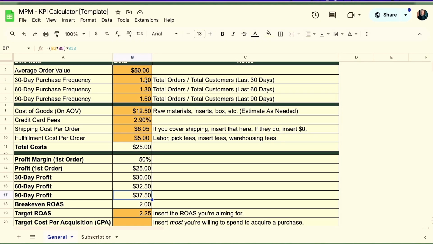$37.50 is $12.50 more than the $25 from that first purchase, meaning we made 50% more on that customer in the first 90 days using these numbers. And by the way, some of these numbers were really close; I actually pulled them from a client of ours, and then I just made them round numbers here.